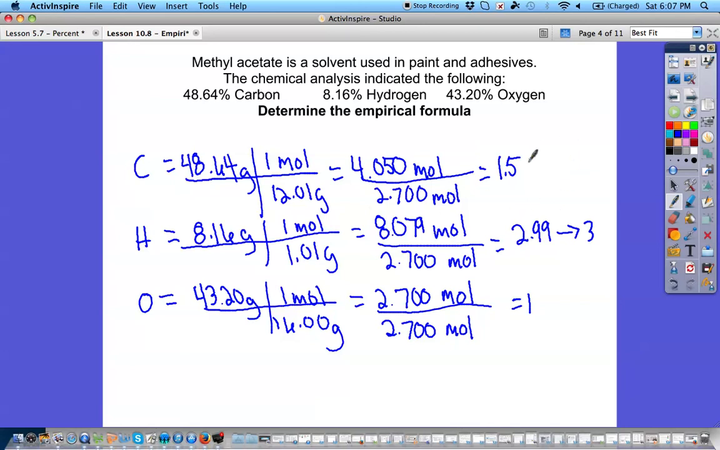Well, 1.5, if we multiply this by 2, we're going to get a whole number, and that's going to be 3. But we have to do the same thing for all of our ratios. We can't just multiply one of them by 2. We have to do it to everything. So here we get 2 and 6. So my empirical formula is going to be C3H6O2.